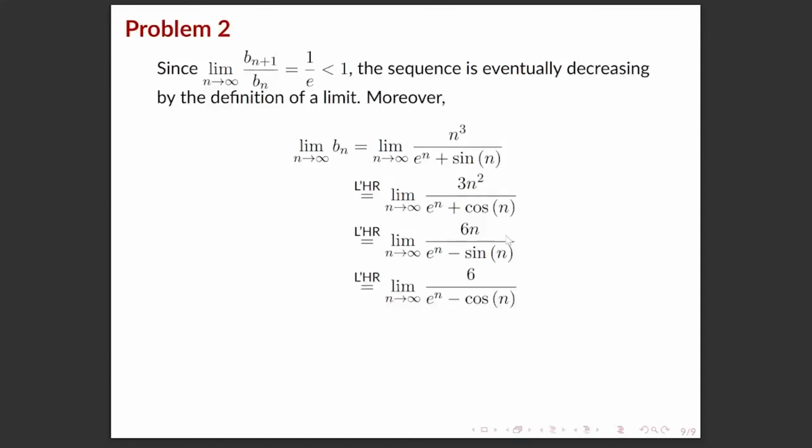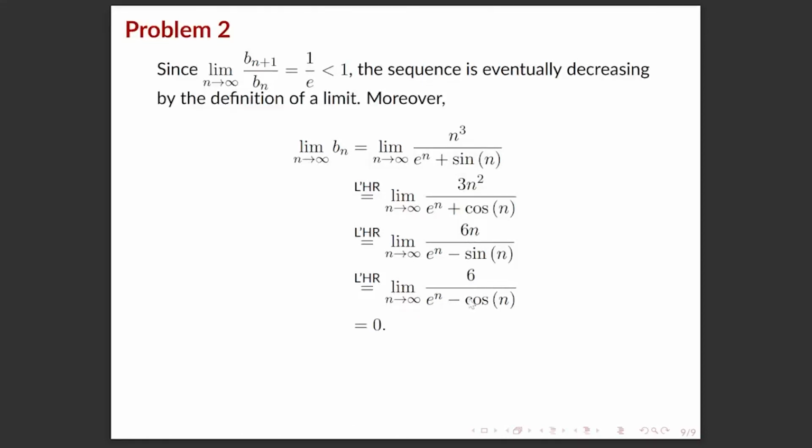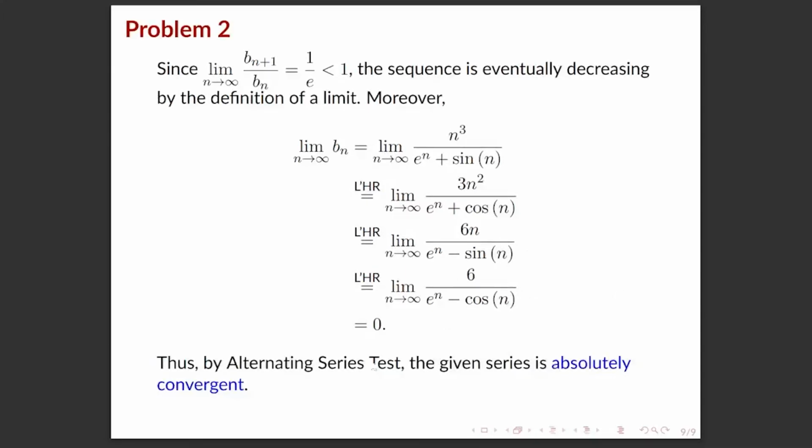So now this looks easier to evaluate because you just have a constant as your numerator. So you just have 6 over e raised to infinity minus cosine of infinity. So you would just have 6 over infinity minus something between negative 1 and 1. So that's just 0, since it's just 6 over infinity, so cosine n just becomes negligible. Thus, by the alternating series test, the given series is absolutely convergent.